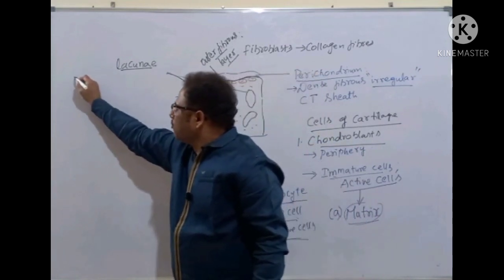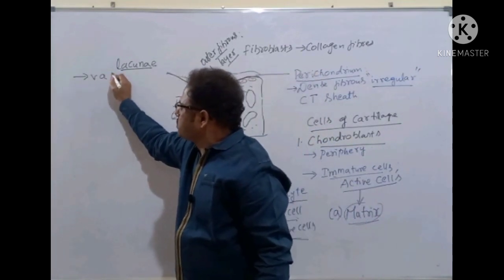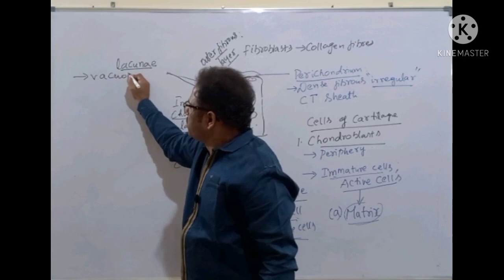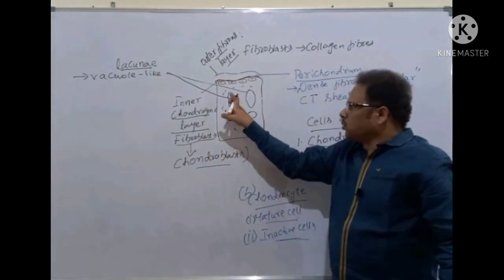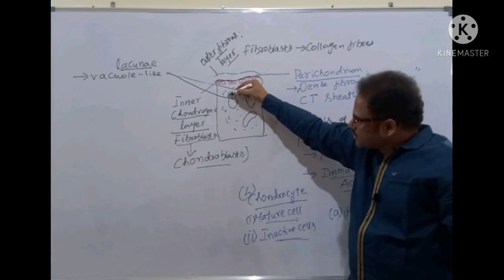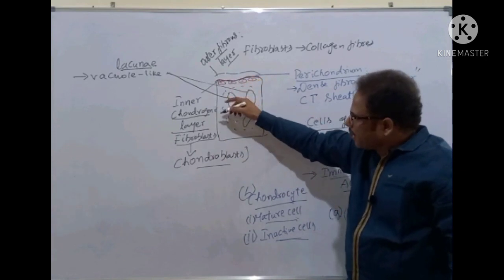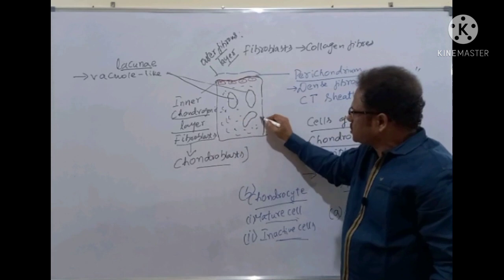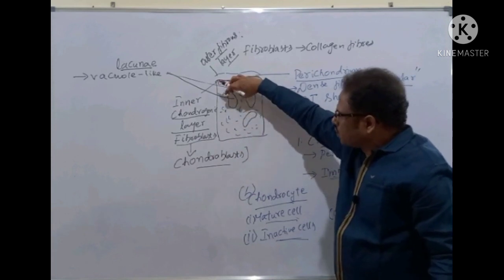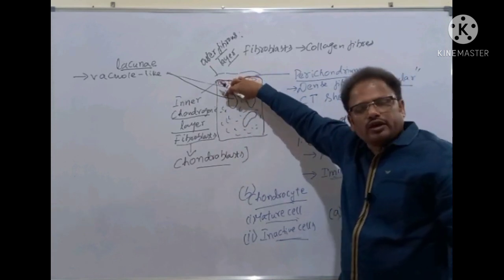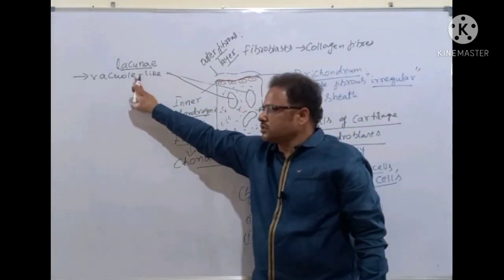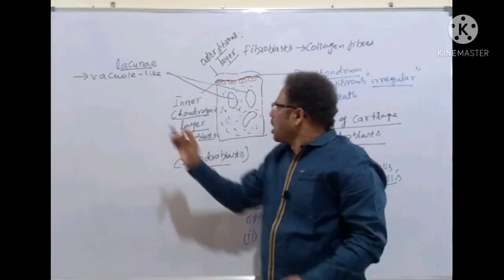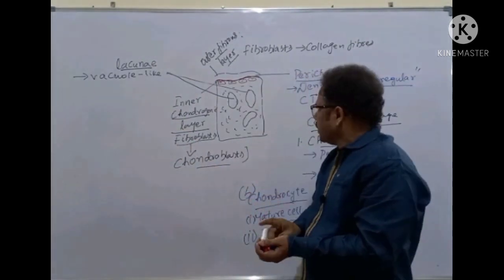Lacunae are vacuole-like structures, that is, empty space-like structures. Where are these lacunae present? They are present among the matrix. This is the matrix, the extracellular matrix here, and these are the lacunae present. What are lacunae? They are the empty spaces or vacuole-like structures. And what's the importance of these lacunae?